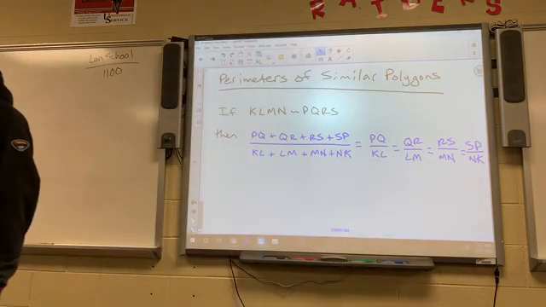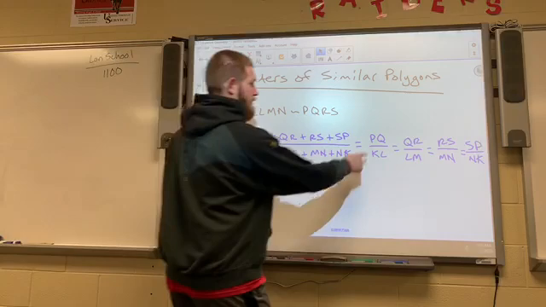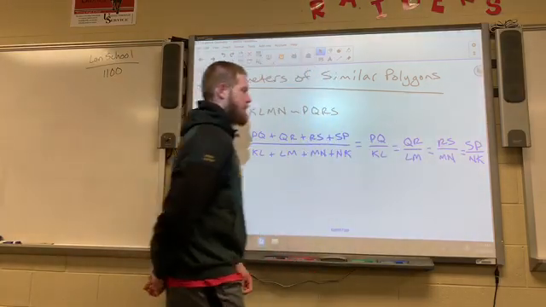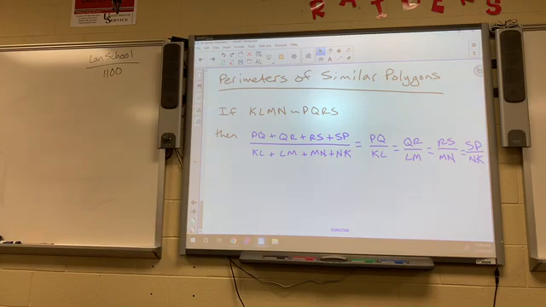Okay, so that's your theorem, perimeters of similar polygons. Now, you're not going to have to write out all of those ratios here. And you're probably not going to know all of them anyways. They're just showing that you can choose any of the corresponding sides to set up a ratio with.